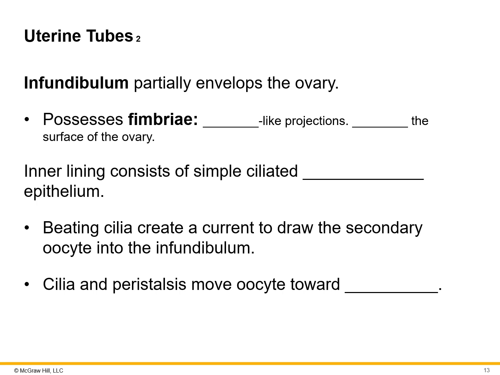And the inner lining is going to consist of simple ciliated columnar epithelium, and these cilia are going to kind of beat and create a current that's going to draw that immature egg, that secondary oocyte, into the infundibulum, and then cilia together with peristalsis are going to move that oocyte to the uterus again so it can be implanted and grow into a baby.